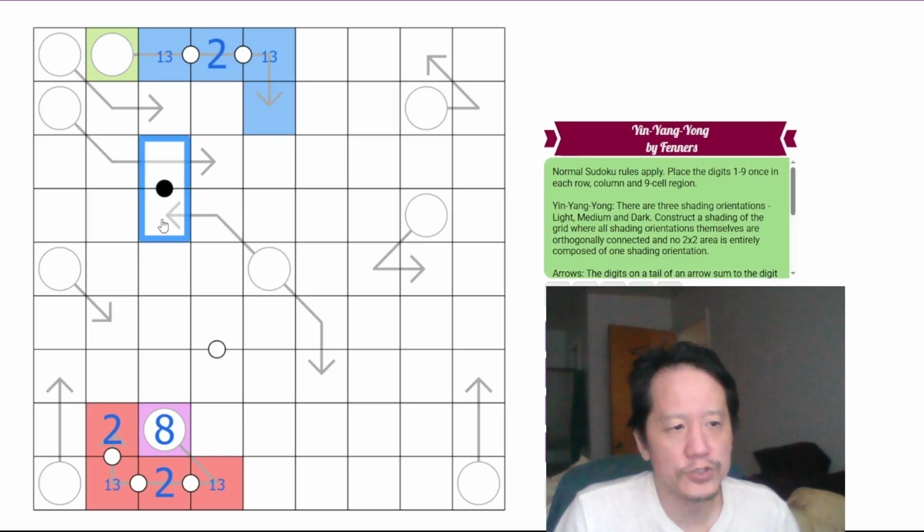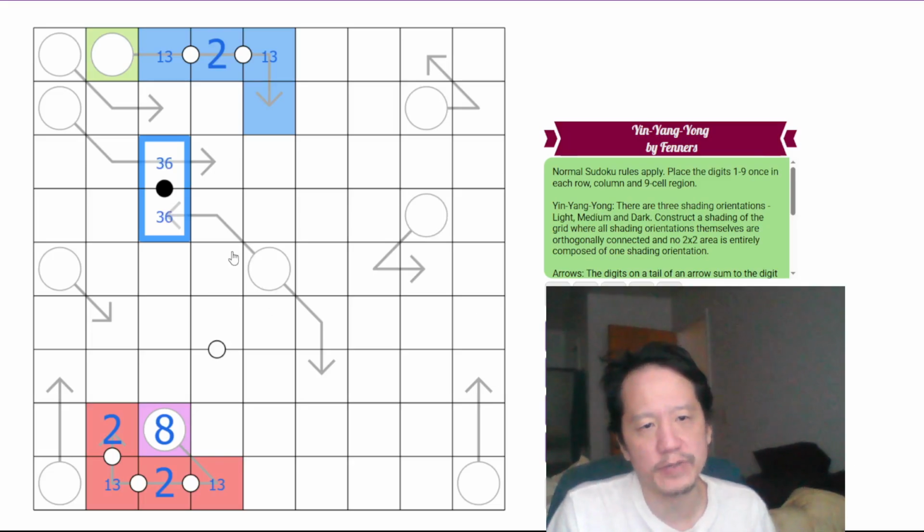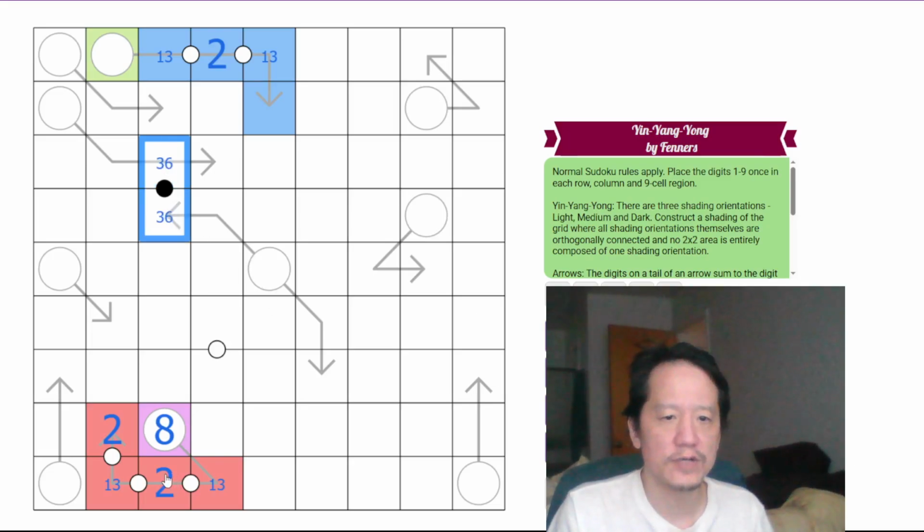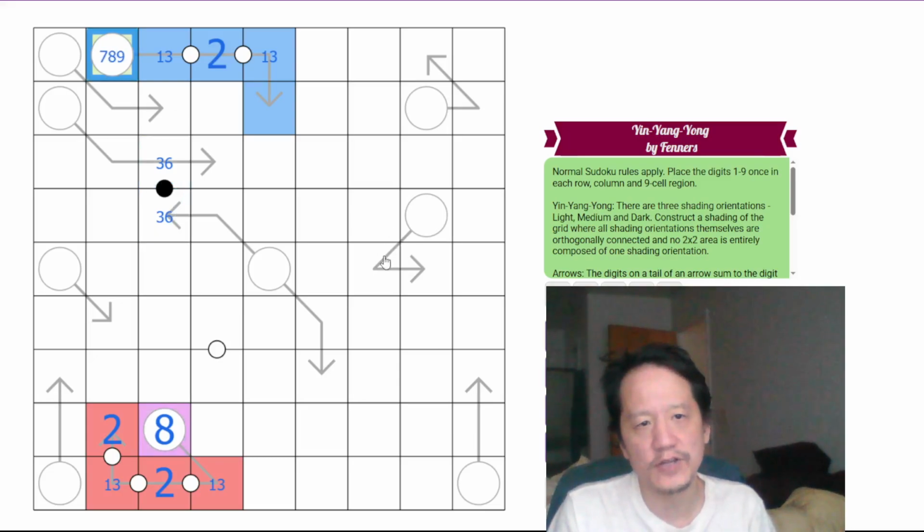This cannot be 2 with anything. It can't be 8 and 4. This has to be a 3, 6 pair, because we don't have 2. Can't be 1, 2, 2, 4. And we can't have 8 because this is 8 and this has to be 3, 6. So this is specifically 7, 8, or 9 here. And this is 1, 2, or 3.